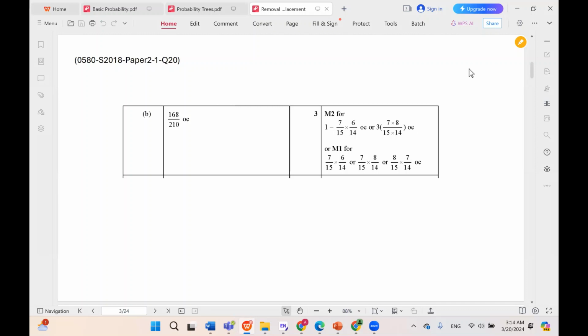The marking scheme here says that the answer is 168 divided by 210, and this is equivalent to 4/5. So it's just not simplified, but it is the same as 4/5. Both of these are correct answers here.